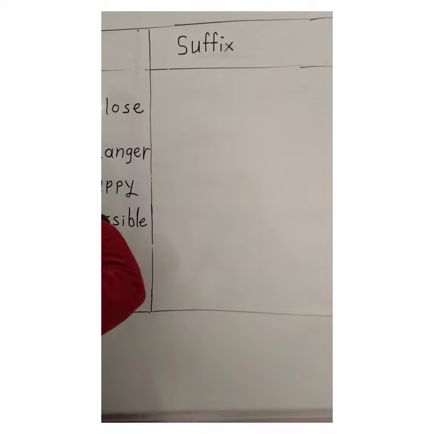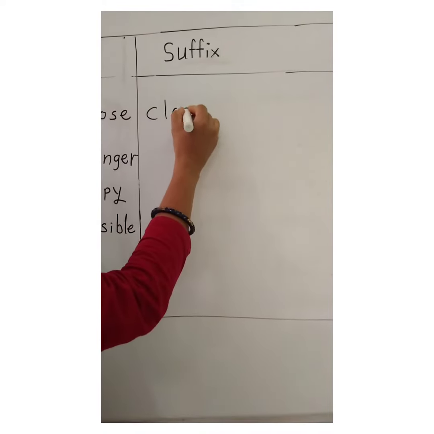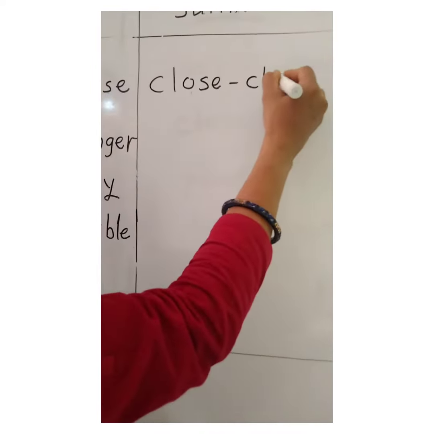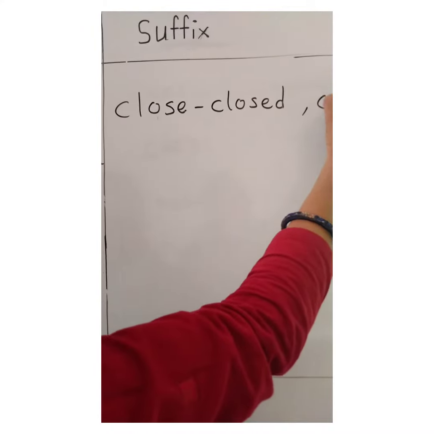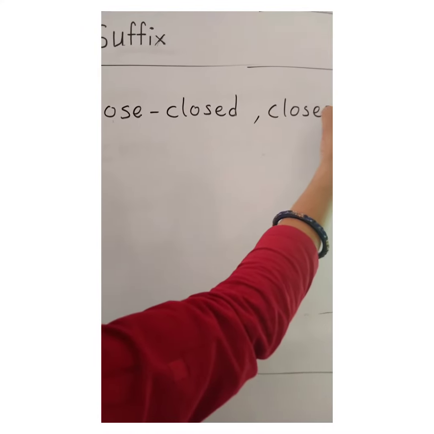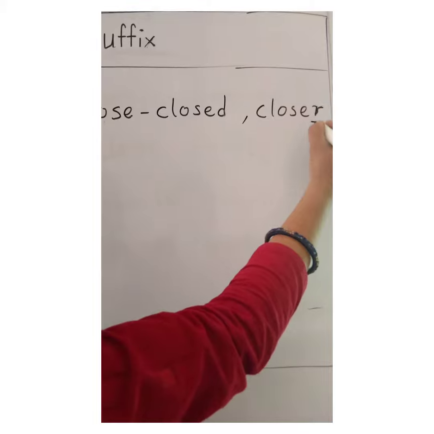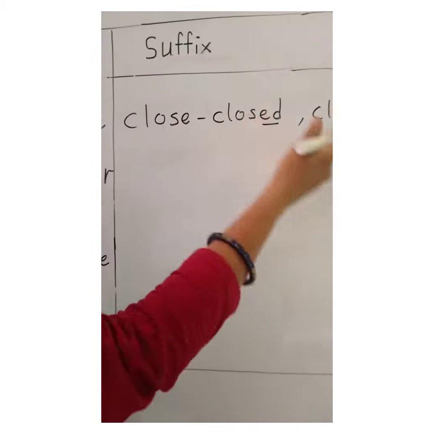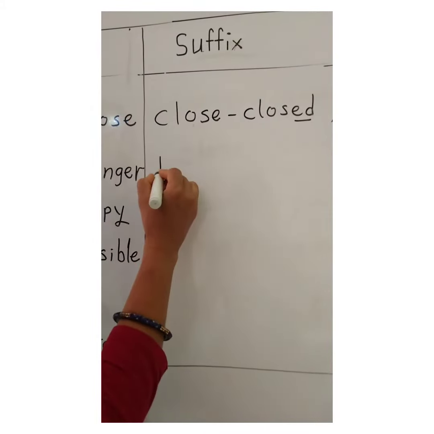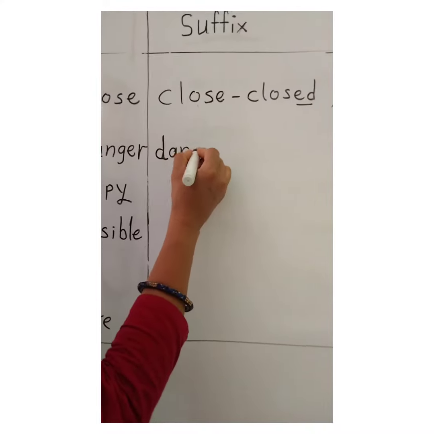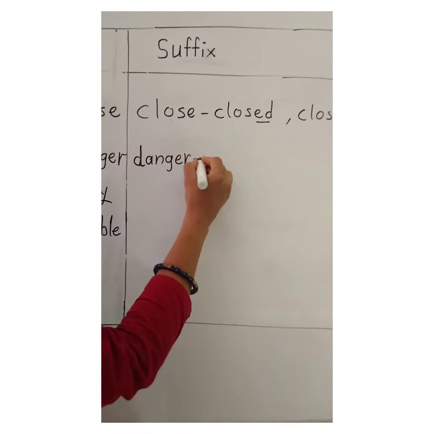We take the first example, close. Close, closer. Here we add the R, ED as suffix. Then we take the second example, danger. Dangerous.